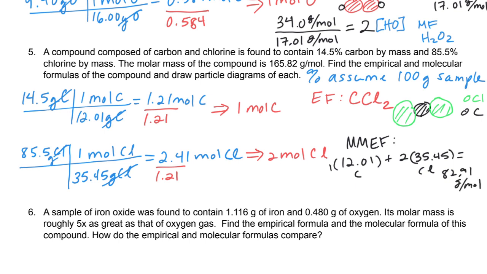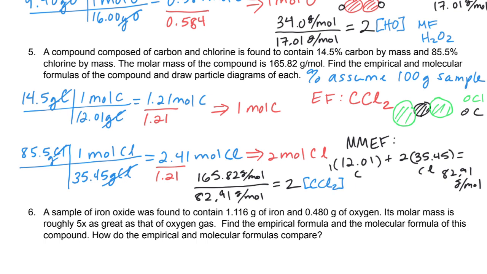So we can tell just by looking at it that's not the same as the one given in the problem. So we'll take our molar mass of the compound in the problem, 165.82, and we will divide it by the one we just calculated, 82.91. And that gives us the whole number ratio, which is 2. That means that what we're going to do is multiply 2 times everything in our empirical formula, which is CCl2. So we double all the atoms.